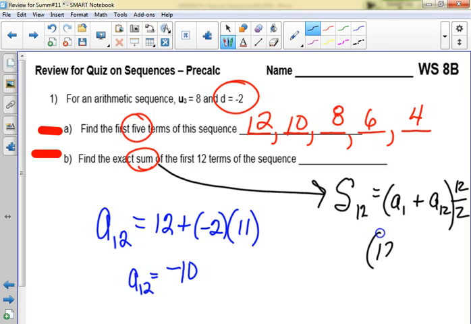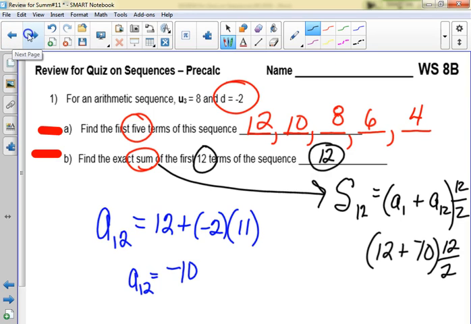So the first term was 12. The 12th term was -10. And because we're finding the sum of 12 terms, n is 12, so this would be 12 over 2. I'm getting 12. Is anyone else getting 12? How can the sum of 12 terms be 12 when the first term is 12? Because eventually these become negative and start canceling each other out, right? Right. I'm not sure why that was.